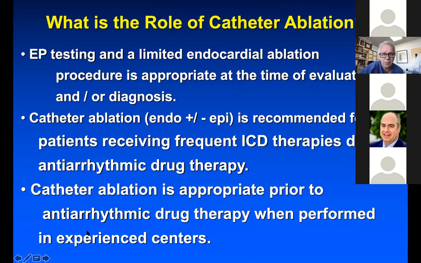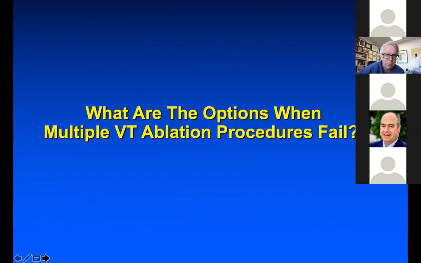Catheter ablation is obviously recommended if you're getting frequent ICD therapies. And in some centers, it's reasonable to do it first line if you have a good experience and outcome. Stubby can tell you how many VT ablations we do in ARVD here. My colleague Harry Tandrew does 2 or 3 a week, endo-epi. So it's an extremely common procedure here, but it's pretty rare other places. If multiple VT ablations fail, what do you do?